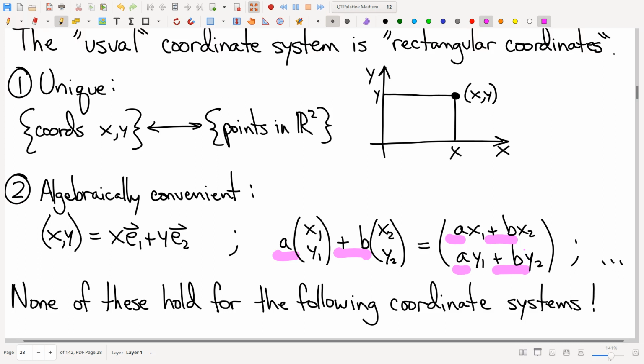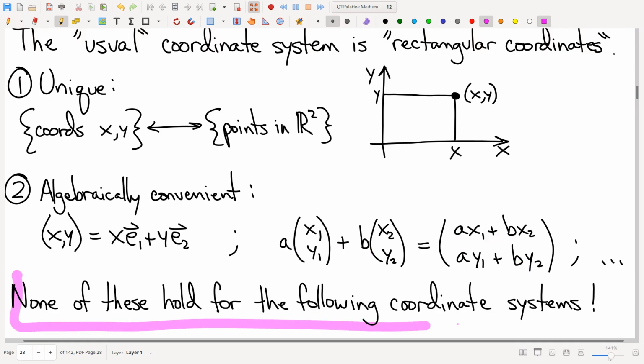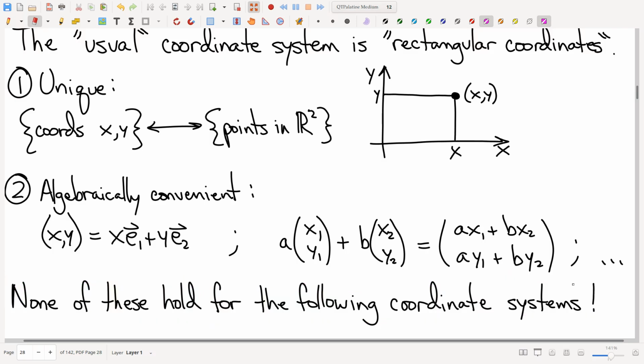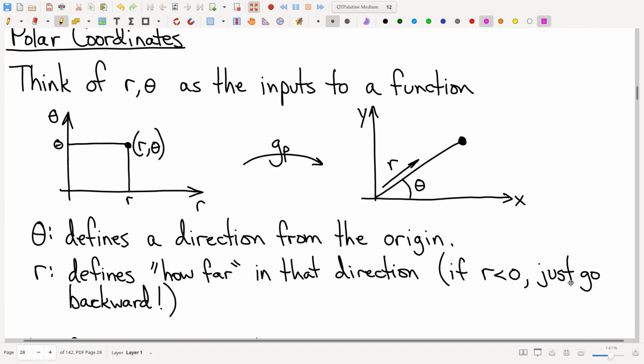So why belabor the obvious? Well, it's because these are properties that we're going to have to say goodbye to in studying other coordinate systems. Right? None of what's on the screen works in these other coordinate systems we're about to talk about. So heads up, don't play too fast and loose with these non-rectangular coordinate systems. These properties fail. Okay, starting with polar coordinates.